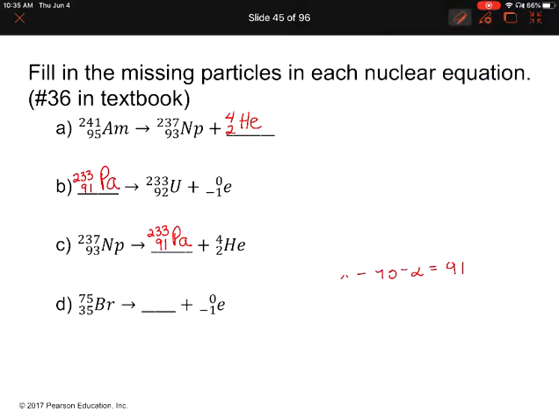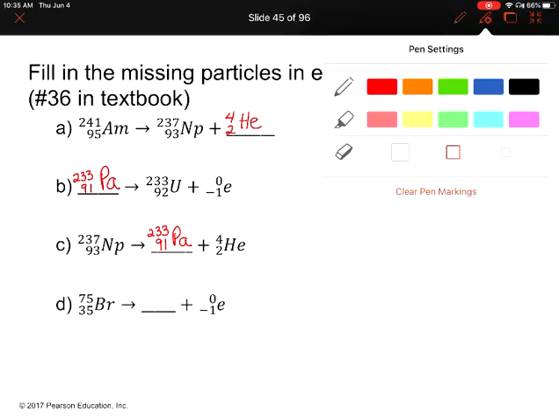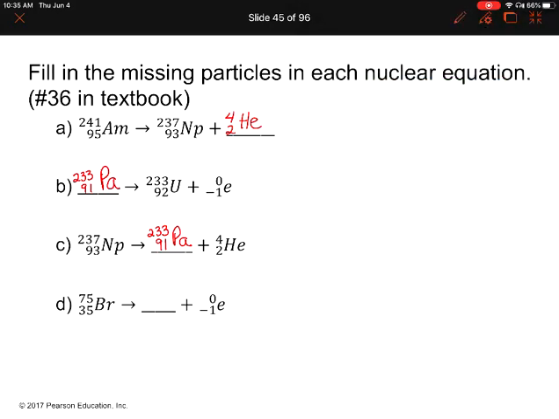All right, now the last one. We have bromine. So this is an element we all recognize, hopefully. All right, so bromine 75, and it's going through beta decay, and we're trying to determine its daughter nuclide. So the mass number for the daughter nuclide, that's super easy. It will be the same because the beta particle doesn't have any mass.